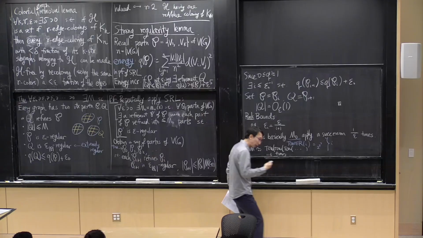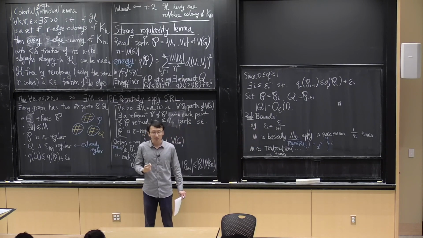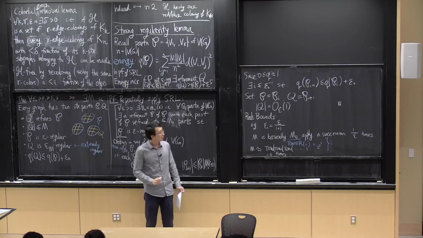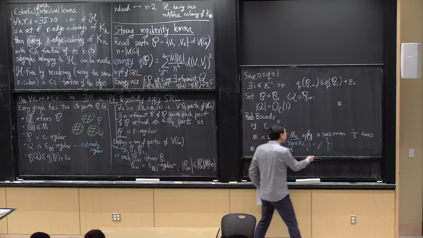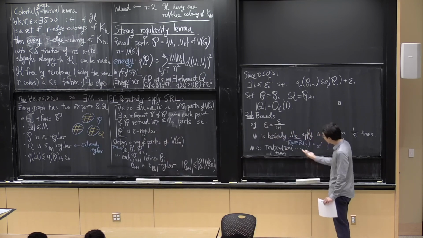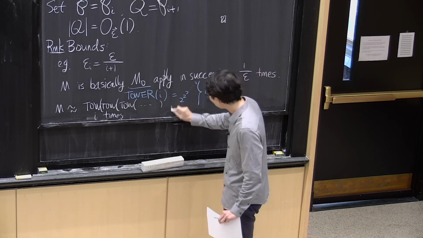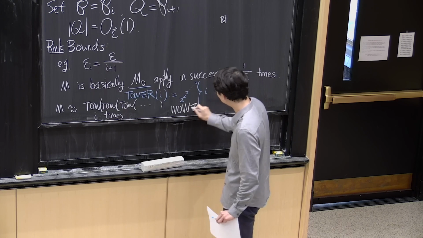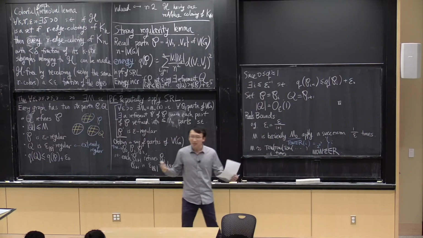Instead of iterating the exponential i times, now you iterate the Tower function i times. Some of you are laughing, this is an incredibly large number. It's even larger than the Tower function. In the literature, especially around the regularity lemma, this function where you iterate the Tower function i times is given the name Wowzer, as in, wow, this is a huge number.